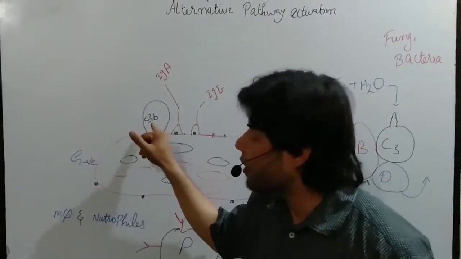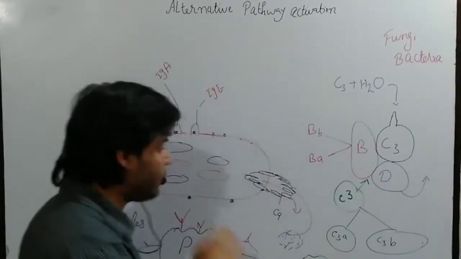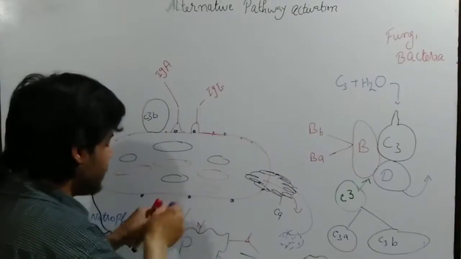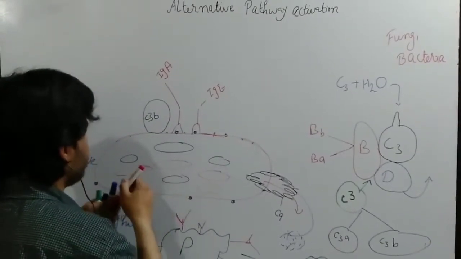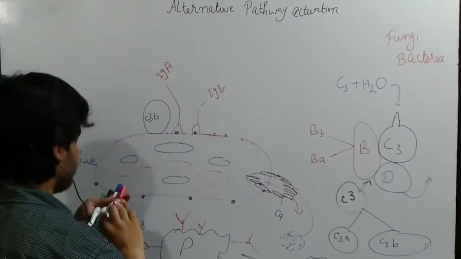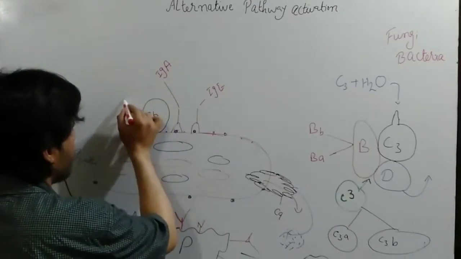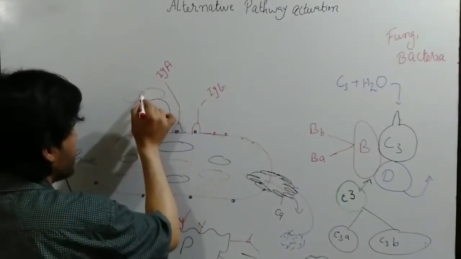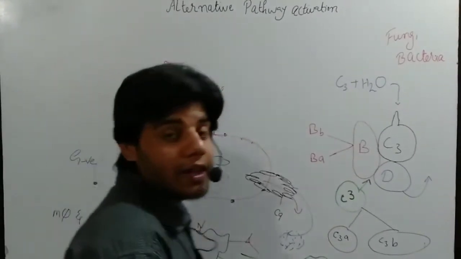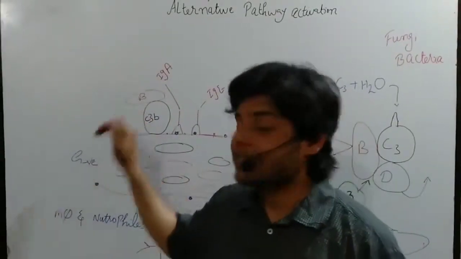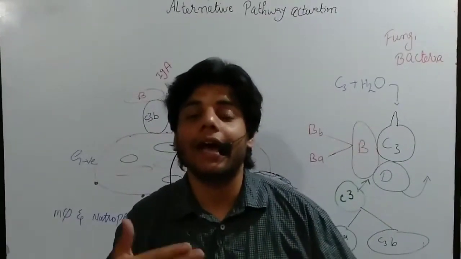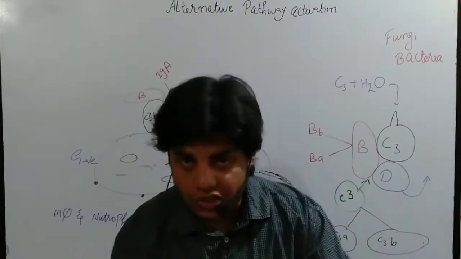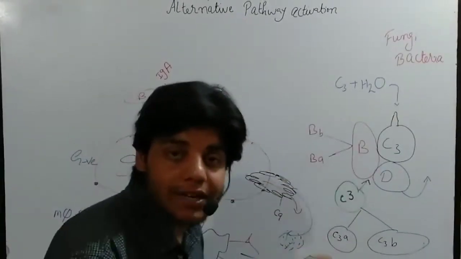This C3b protein again binds with factor B. So let me draw. This is again factor B. Now after that, this acts as an enzyme, and it can again hydrolyze more C3 proteins. So again, C3 protein is activated.